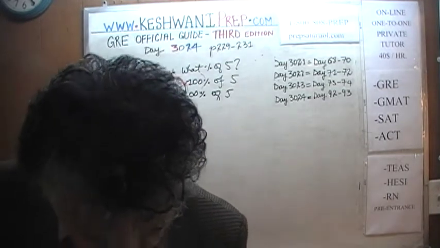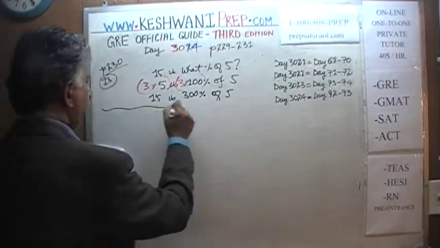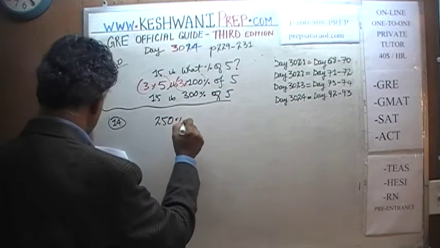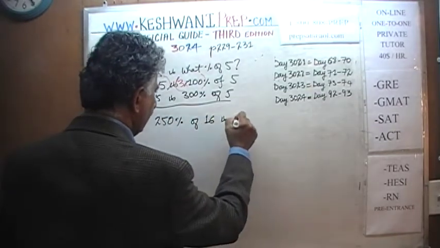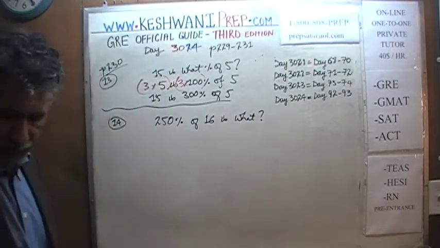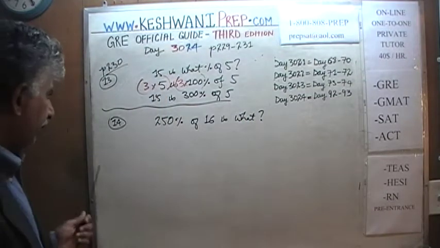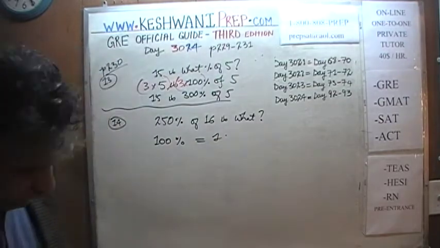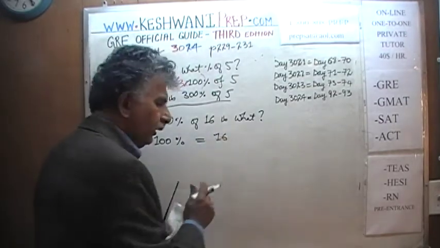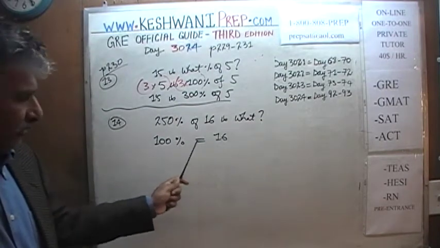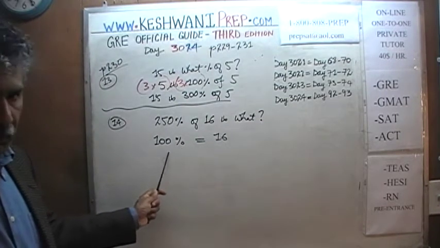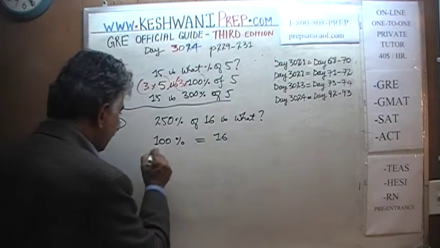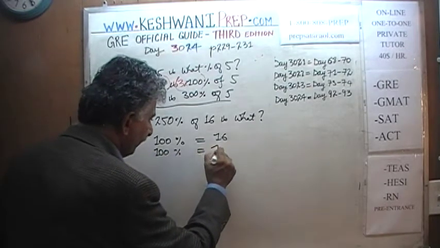Number 14 says 250% of 16 is what? Well, we know 100% of 16 is 16. We know that, right? I'm not going to write out the entire thing. 100% of 16 is 16. When we say 100%, we're talking about 100% of 16 is 16. Of course, we don't want 100%. We want 250%. So let's build it up. Another 100% would be another 16.